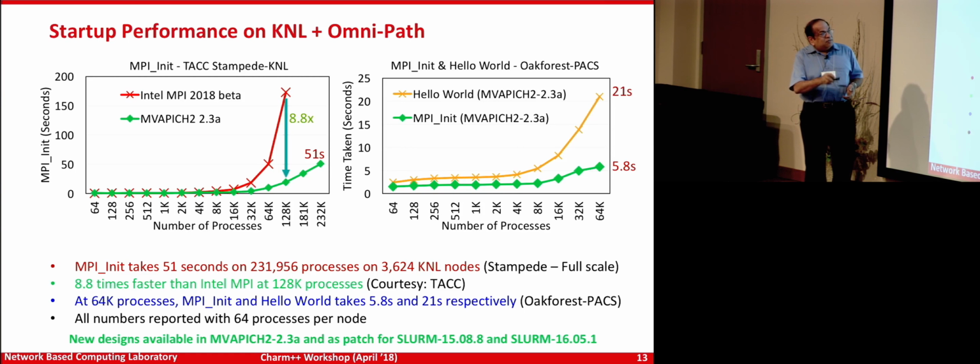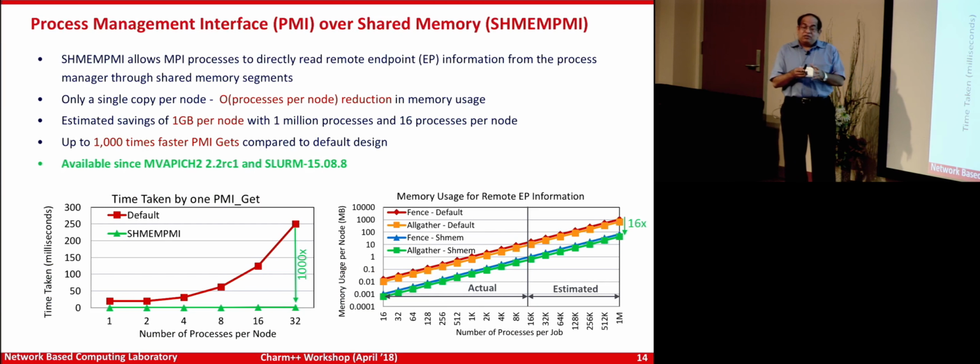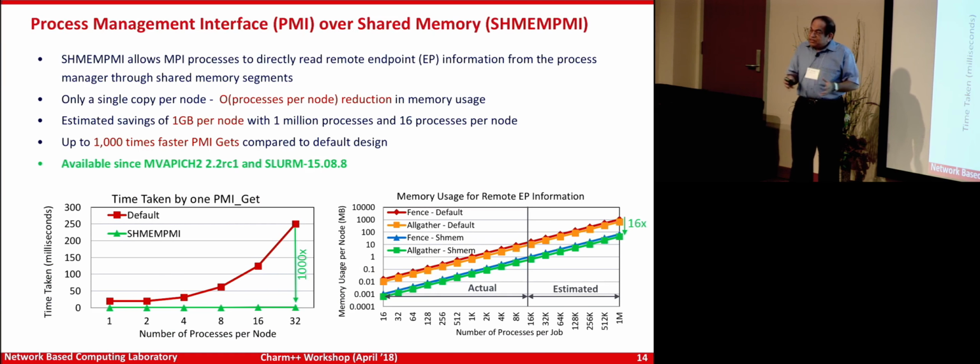Say this is the same thing like Oakforest-PACS in Japan, the same thing exactly happened. We are able to deliver MPI_Init in 5.8 seconds compared to other libraries, which were taking more time. So then we have done a lot of optimization. Now the number of cores within the nodes is increasing. These days 32 cores, 48 cores are becoming common.